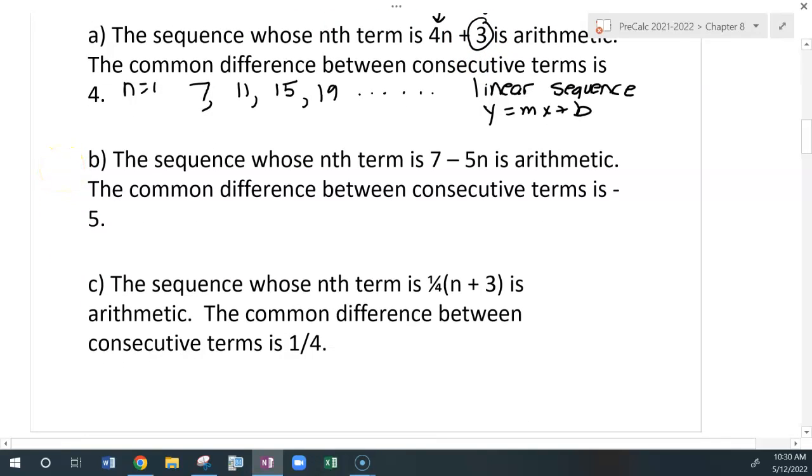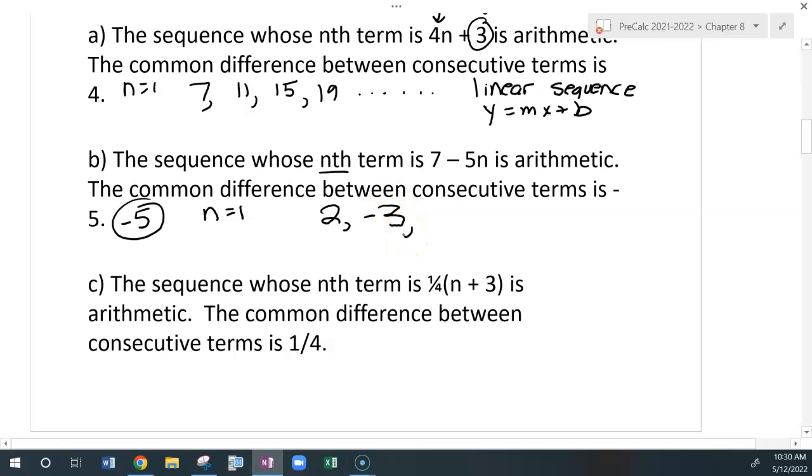We have a sequence whose nth term is 7 minus 5n. And because the common difference is negative 5, you have an arithmetic sequence, which we can also model with y equals mx plus b. So if you were to plug in some numbers, and we always start our plug-in with n equals 1, start there. Then what you get is 7 minus 5 times 1 is 2. And then plug in 2, 7 minus 10 is negative 3.